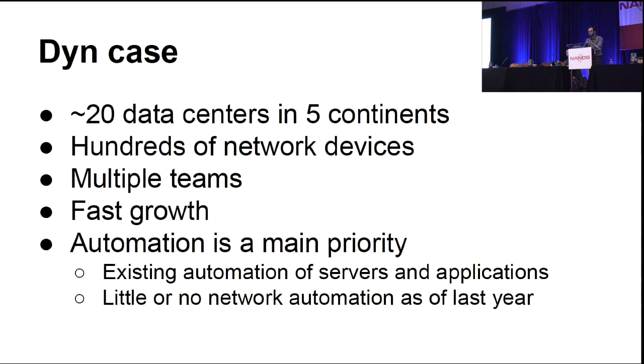The case of Dyn is we have about 20 data centers around the world in 5 continents. We have hundreds of network devices, and we have multiple teams that need to touch these devices. We have system administrators, automation, network people, et cetera, et cetera. And the company is growing fast, and so automation has been a main priority. And we've had, and we continue to improve automation on servers and applications, but as of last year, we pretty much didn't have any network automation.